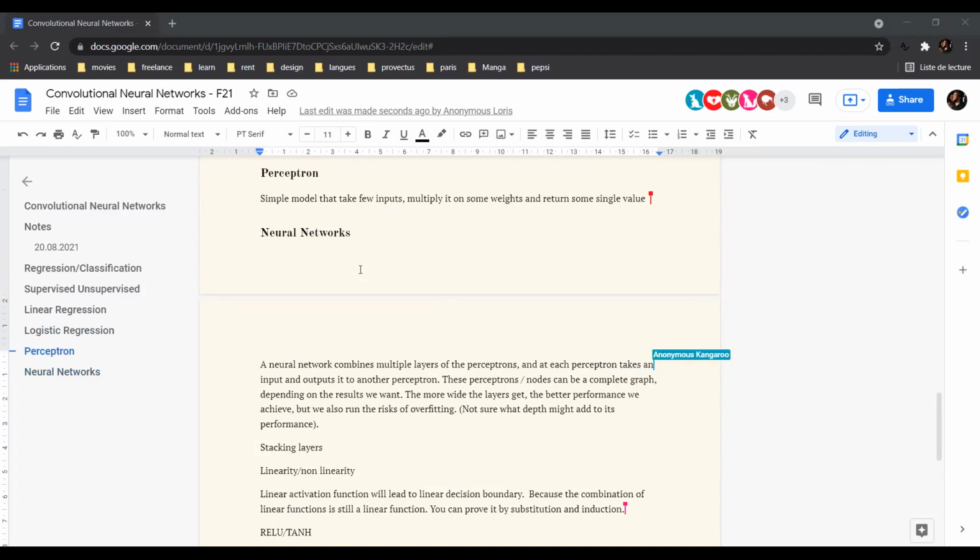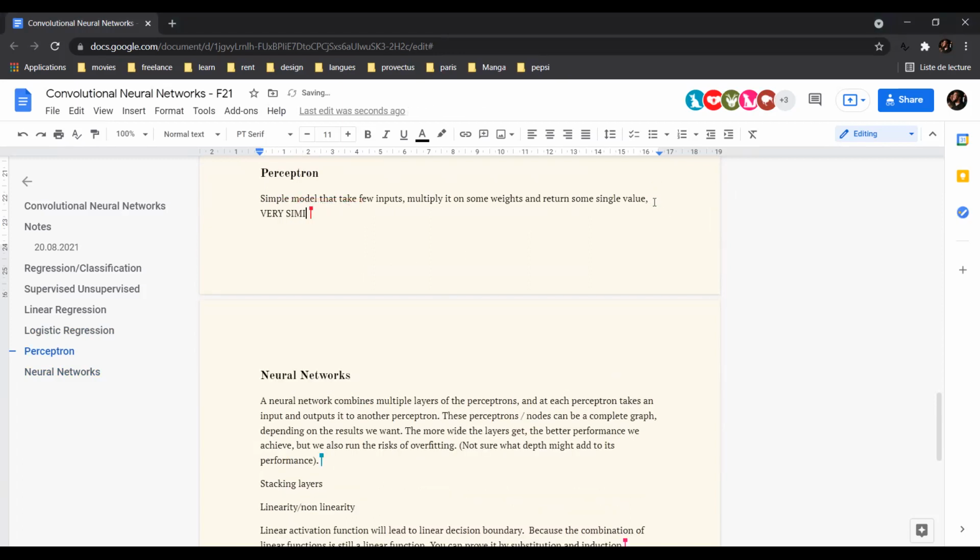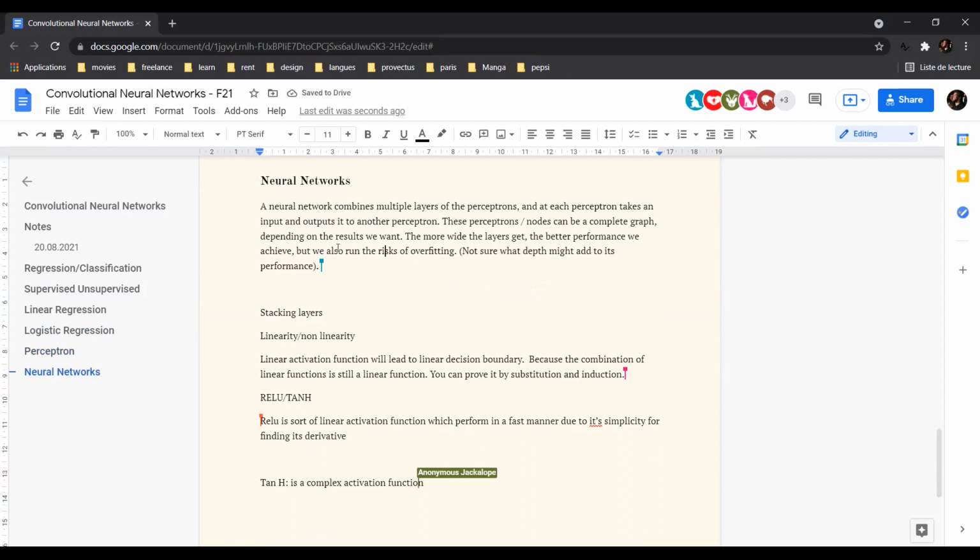So let's see. A single model that takes a few inputs, multiplies them by some weights, and then returns a single value, very similarly to a logistic regression. A neural network combines multiple layers of perceptrons. Each perceptron takes an input and outputs it to another set of perceptrons.